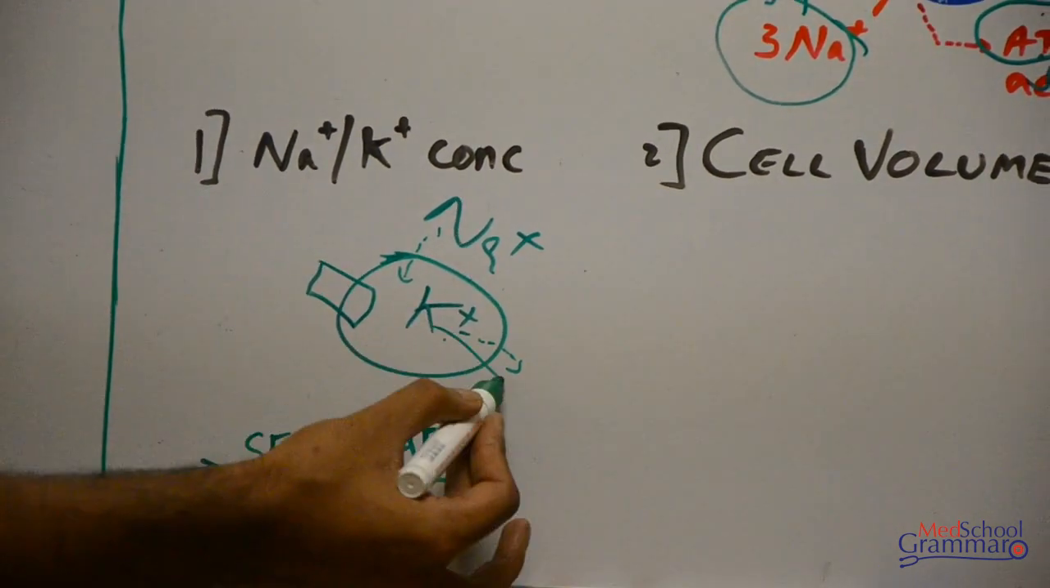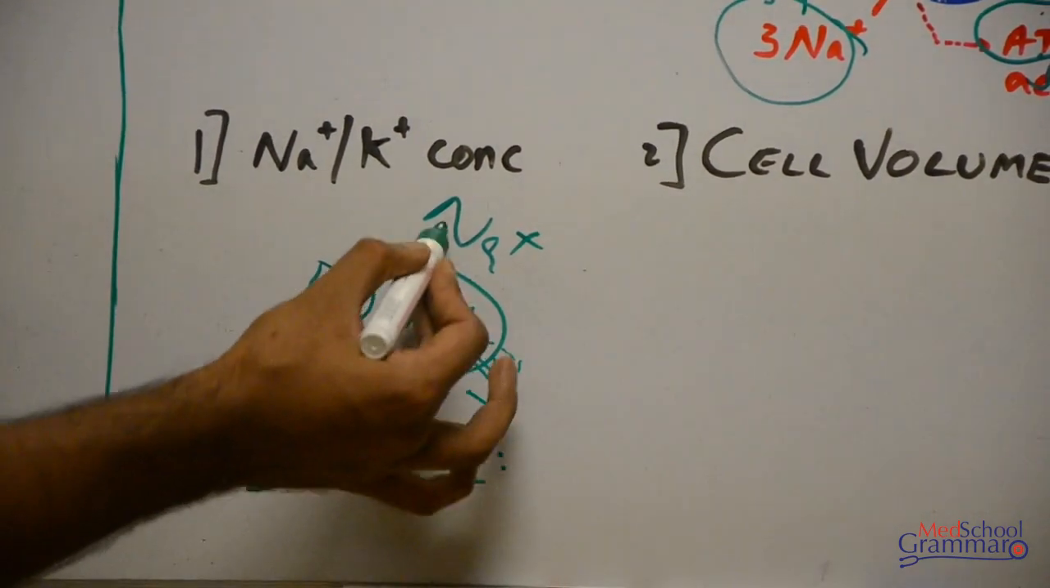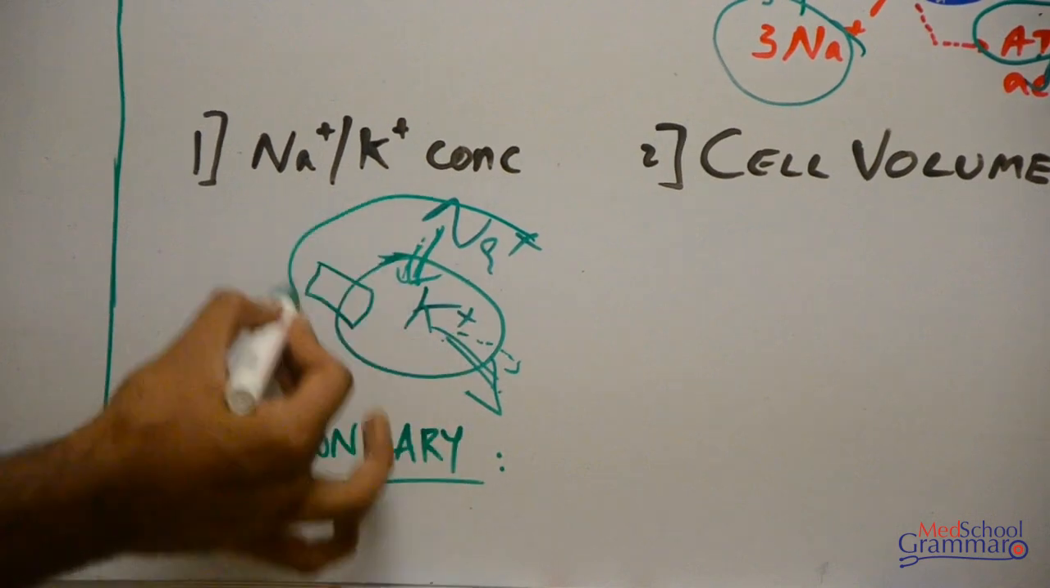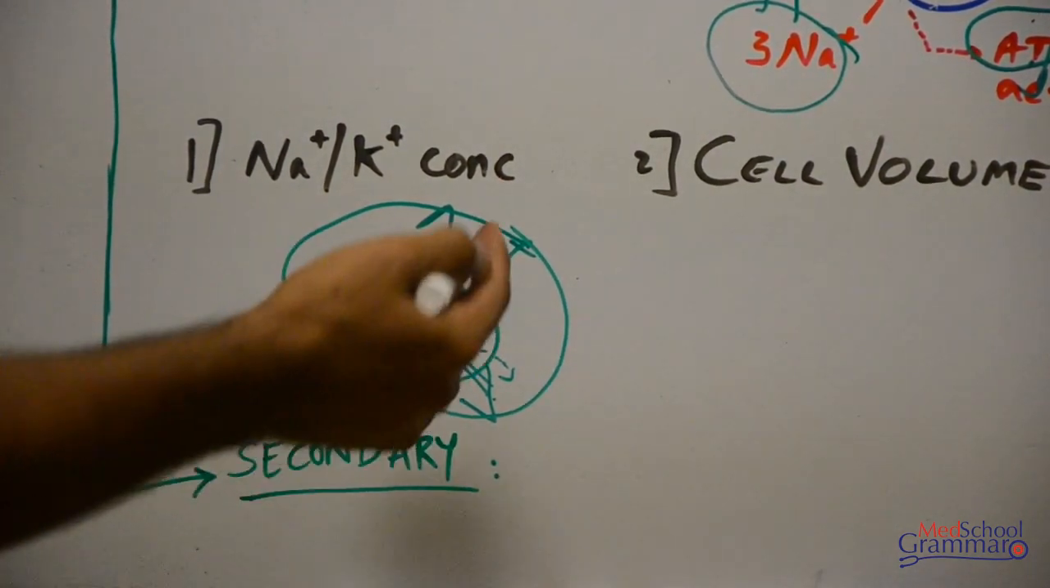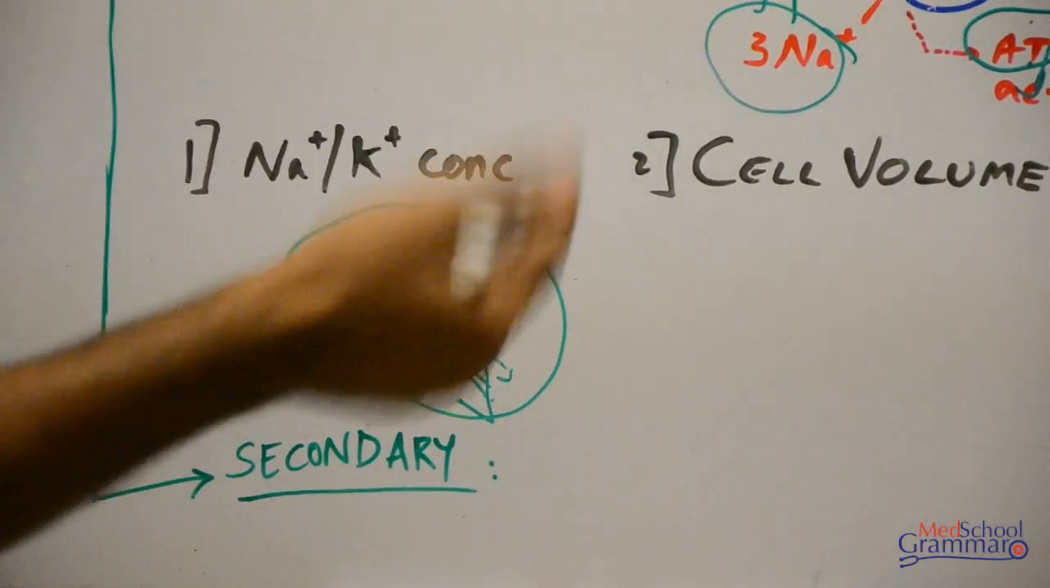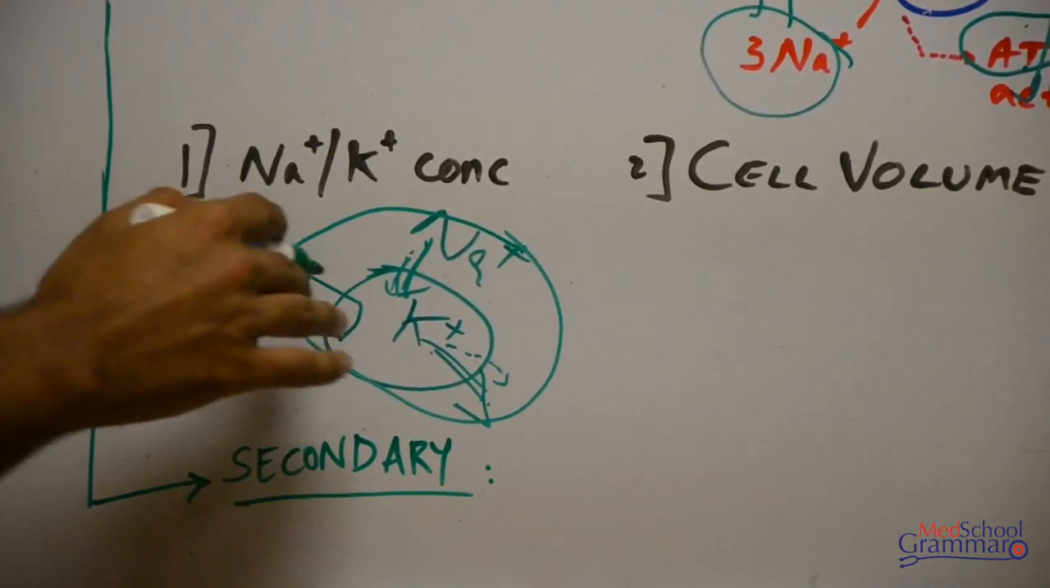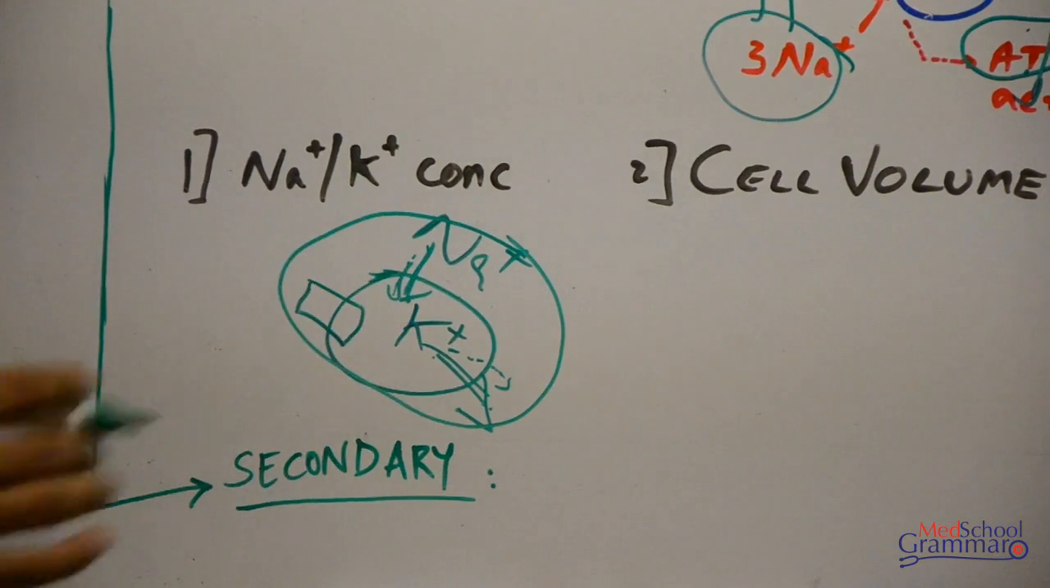So if potassium keeps on moving outside and sodium keeps on moving inside, the normal homeostasis that the cell has maintained will be lost, right? Because we want sodium to remain outside and potassium to remain inside. So what role does the sodium potassium pump play here?